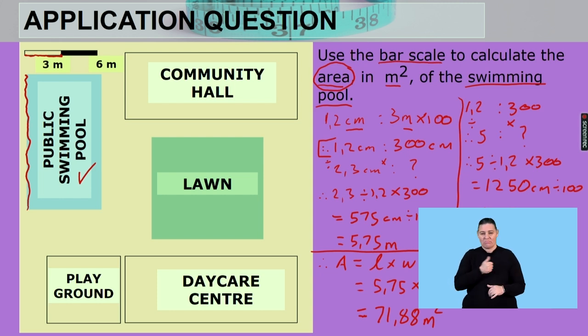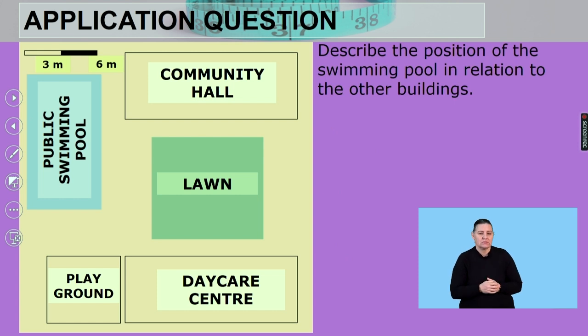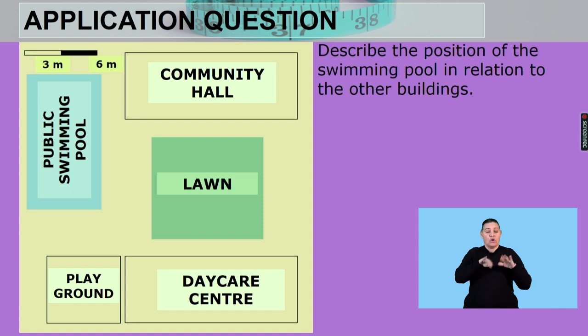Excellent. Proud of you guys. So let's see what else we've got to do. With this type of question, describe the position of the swimming pool in relation to the other buildings. We recognize the swimming pool there from the previous question. In terms of that, what other buildings do we have? We've got the community hall here at the top. We've got the daycare there, which is slightly too far away from the swimming pool. And then we've got the playground.